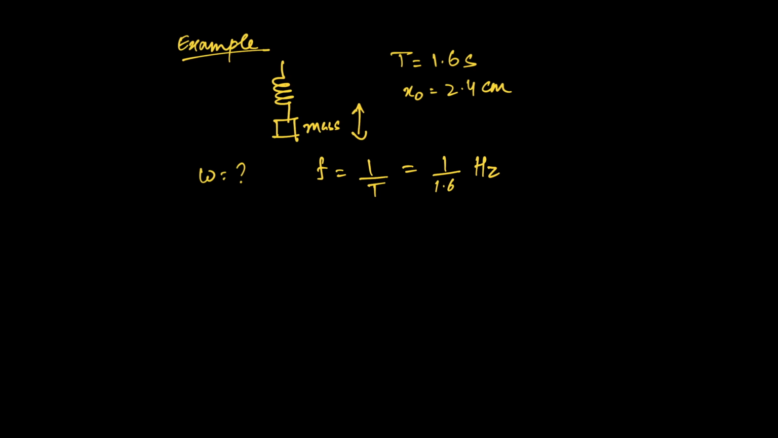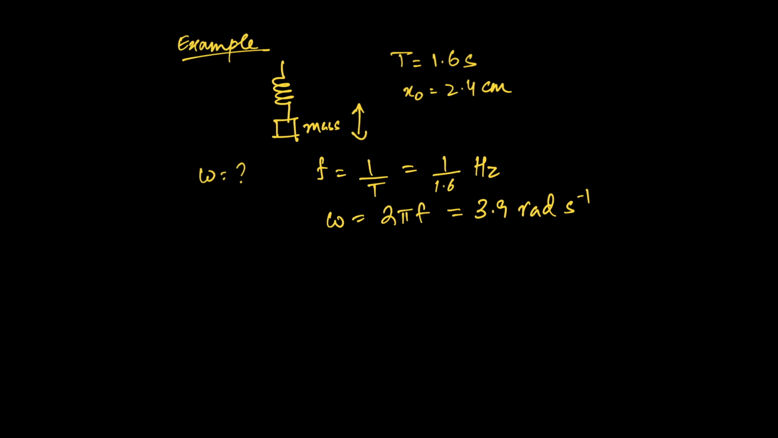And what is omega going to be? Well, we know the equation is 2 times pi times f, or 2 times pi divided by T. So if you work all of that out, the angular frequency, remember, is in radians. It's going to be radians per second. If you don't know why it's in radians, please refer back to the videos on circular motion.